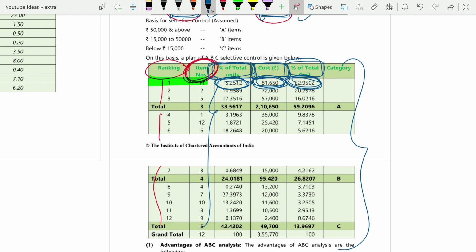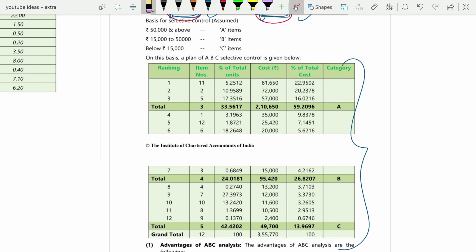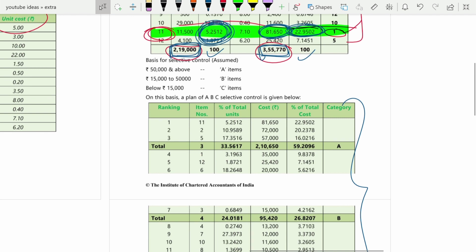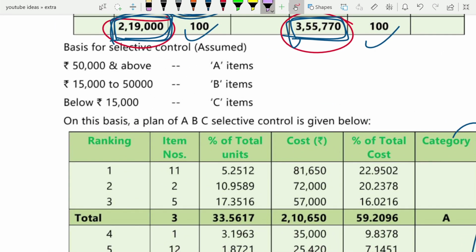So once you have written everything, now it is time to categorize into category A, category B and category C. In this question, they have not specifically told you which items will go into category A, category B or category C. So it depends upon you how much you want to put into each category. But ICAI has taken an assumption to bifurcate into item A, item B and item C.